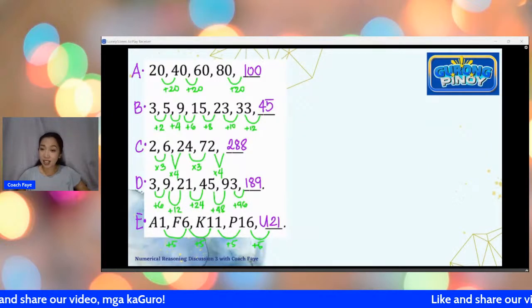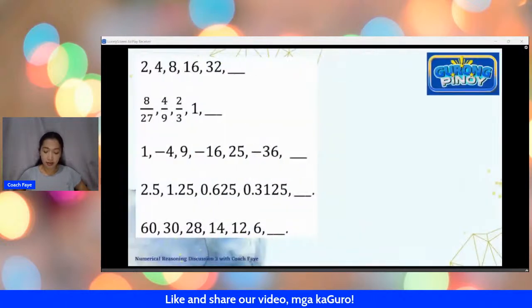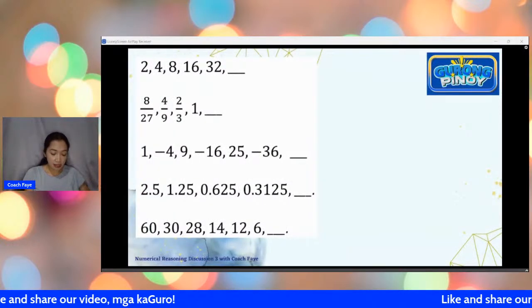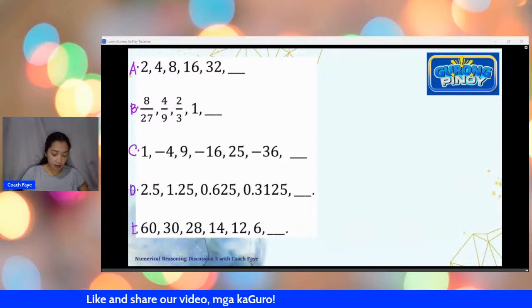Ayan. So let's take a look at the second set. Let's have another one. Ayan po. So I will again label this A, B, C, D, and E.